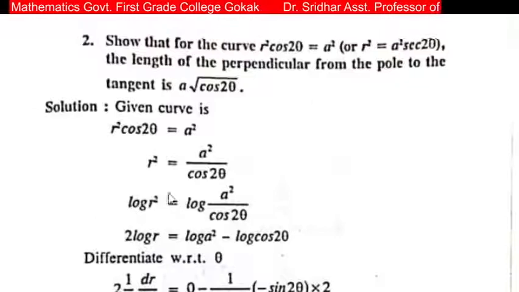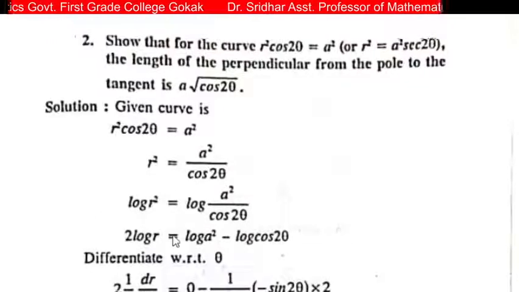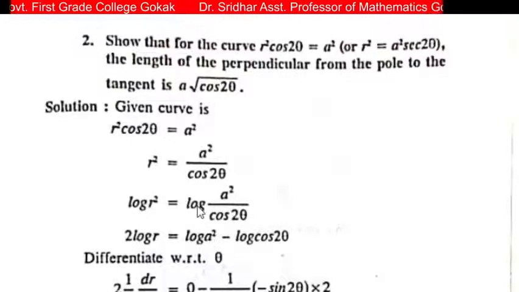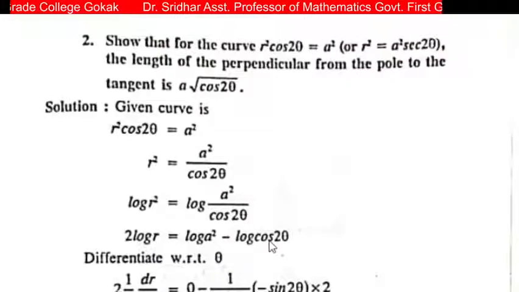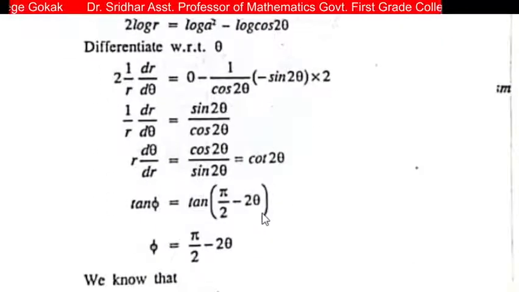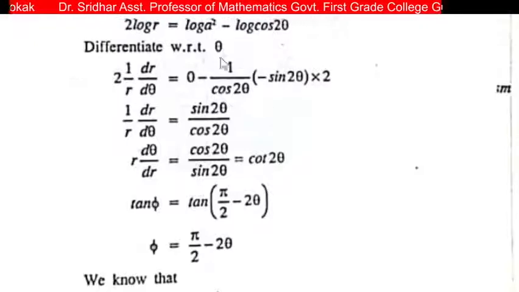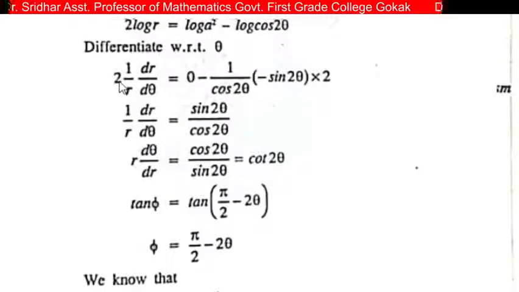So now this is of the form log mⁿ, so it is n log m. So 2 log r is equal to, again this is log m by n, so log m minus log n, log a square minus log cos 2θ. Now differentiating with respect to θ, differentiating both the sides, which gives 2 constant.